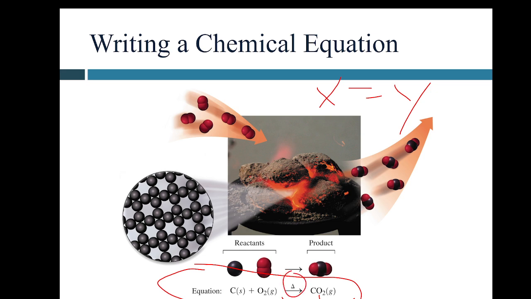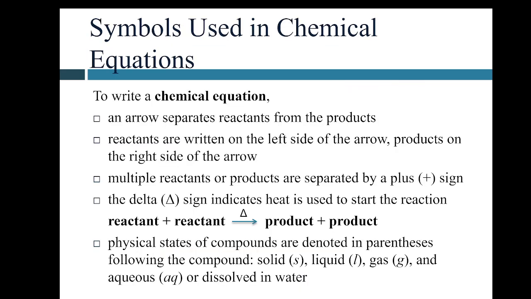This delta here means that you need heat to get the thing started. So this is actually burning coal. To get this started, we need to actually put in heat. Okay. Now, again, that's your chemical reactions. Is everybody comfortable with those parts so far?